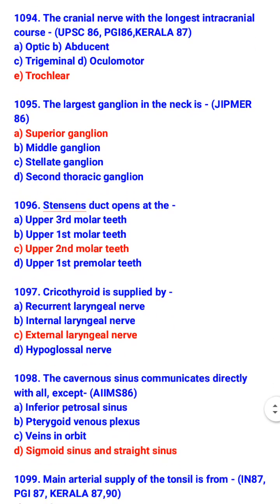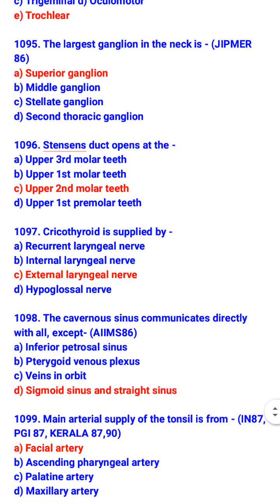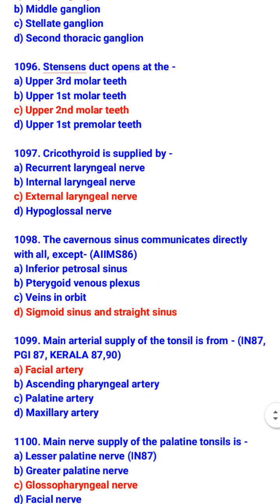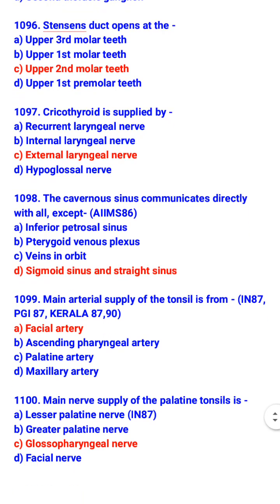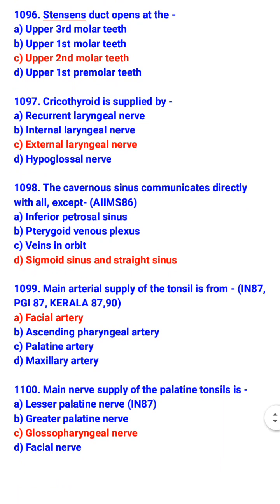Stenson's duct opens at the upper second molar tooth. Cricothyroid is supplied by external laryngeal nerve. The cavernous sinus communicates directly with all except sigmoid sinus and straight sinus. So the cavernous sinus communicates directly with inferior petrosal sinus, pterygoid venous plexus and veins in the orbit. Main arterial supply of the tonsil is from facial artery. Main nerve supply of the palatine tonsil is glossopharyngeal nerve.